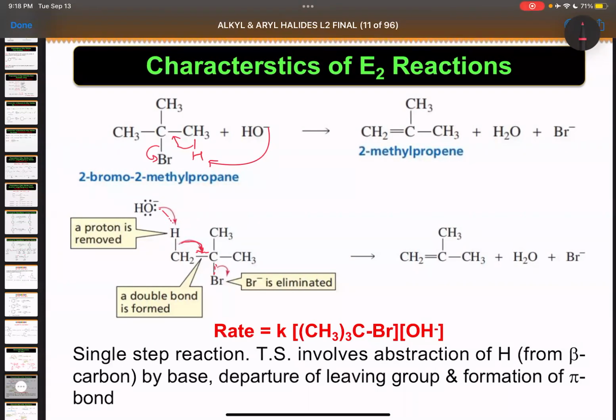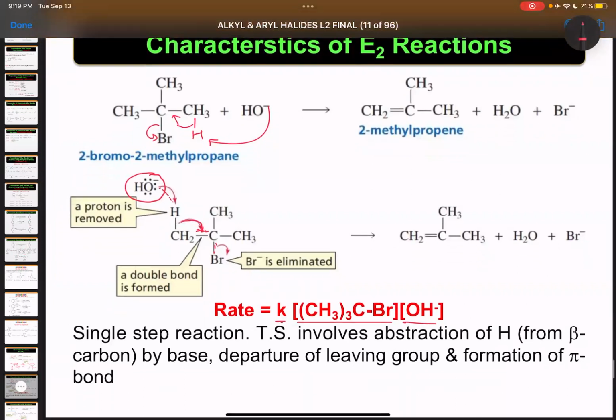E2 is a bimolecular elimination reaction: attack of base, abstraction of proton by base, formation of pi bond, departure of leaving group, all happening in a single step simultaneously. Is it clear? So it is single step, and so the base molecule and the substrate molecule need to collide with each other. So the rate is directly proportional to the concentration of each of them, and you require a strong base. Is it clear?